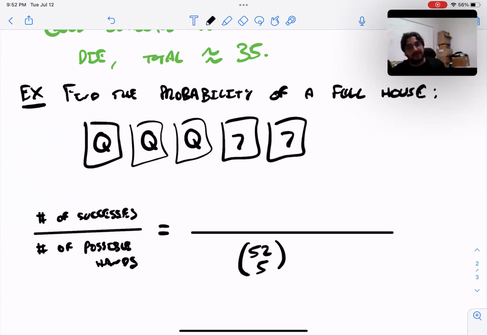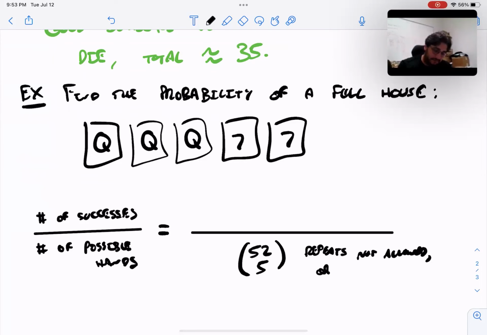Order does not matter, because, say I was dealt a queen, a 7, a queen, a queen, and a 7, I still have my full house. I could bring them into my hand and shuffle them up anyway. Once they get in my hand, I don't have to be dealt them in a particular order. No one even knows in poker what order your cards were dealt to you. A lot of times that's the first thing people will do, is pick up their cards and sort them according to how they like to sort their hands, or not sort them. But you can. So that's why repeats are not allowed, and order does not matter. Order is irrelevant. So that's our denominator.